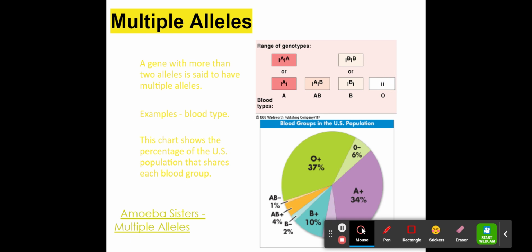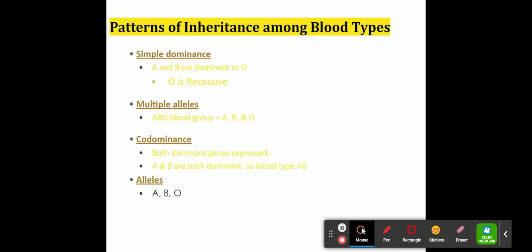There are no antigens on it. And O blood is kind of interesting because O positive is the biggest blood group in the United States, yet it is a recessive trait. So it is a common recessive trait. Another example of that would be having 5 fingers. That is actually a recessive trait.